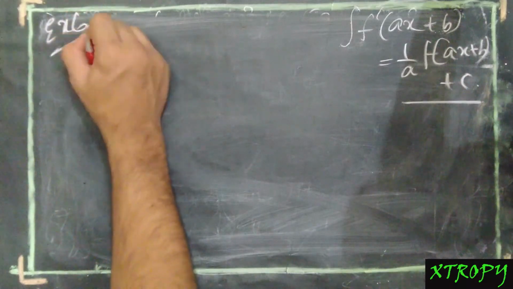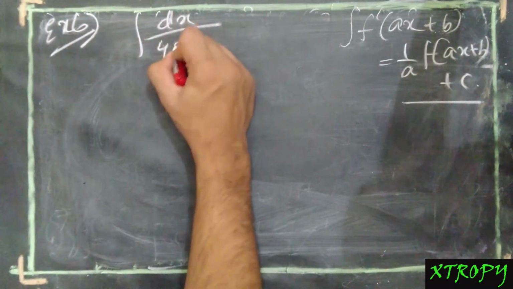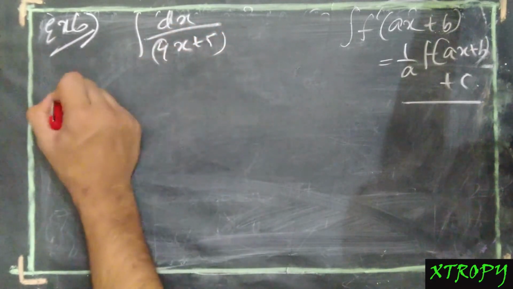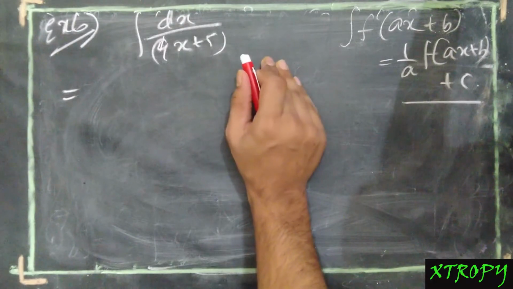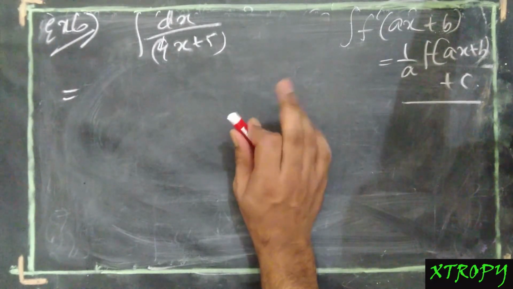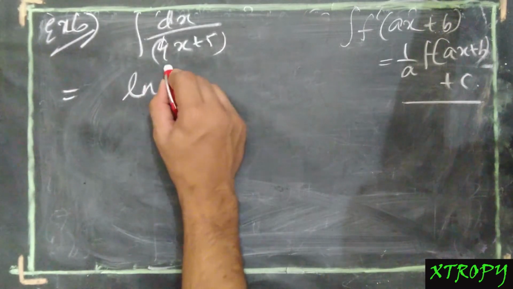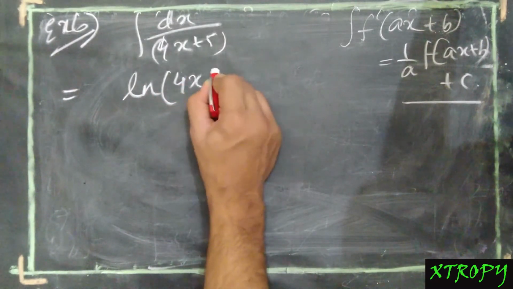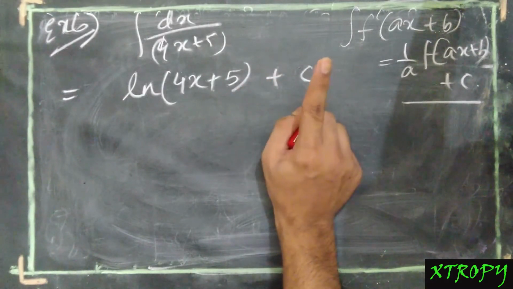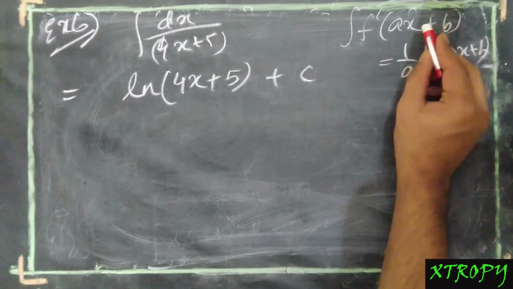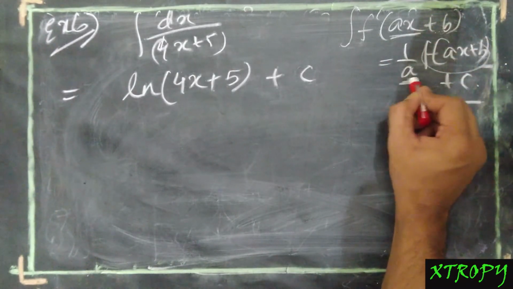Example number 6. Integration of dx by 4x plus 5. So this is of the type 1 by something linear, so we use ln x in this. So we will directly write ln (4x + 5) plus c. Is this the complete answer? No. If you see here, we divide the final result by the coefficient of x.